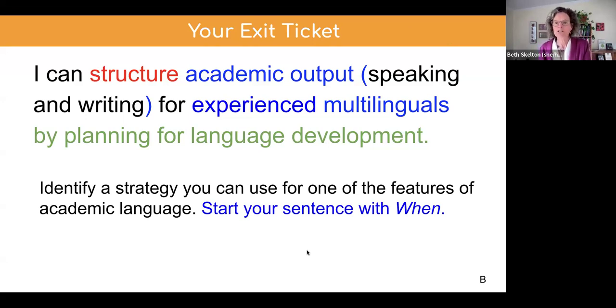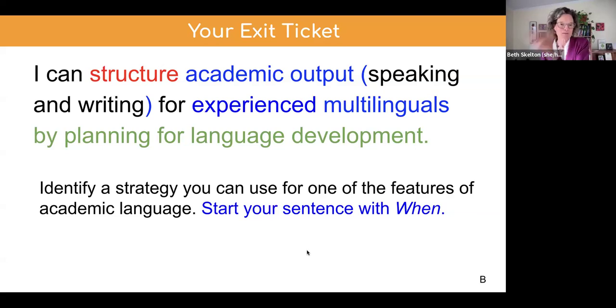So for example, for the compare and contrast the deciduous and evergreen trees that we have in the chat, by using "while," right? So you're adding that language expectation right into your objective or your exit ticket. So we're going to ask you to identify a strategy you can use for one of the features of academic language in your exit ticket.